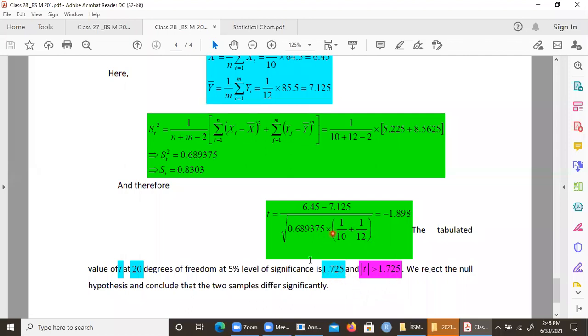And here we can see that the absolute value of this calculated test statistic is greater than the tabulated value, and this shouldn't be the case. So we are going to reject the null hypothesis. Here also you can analyze the p-value calculation in a similar manner that I have shown you earlier. Okay, so this is all which I wanted to discuss with you.